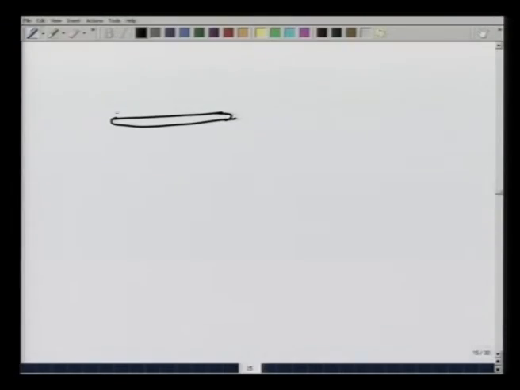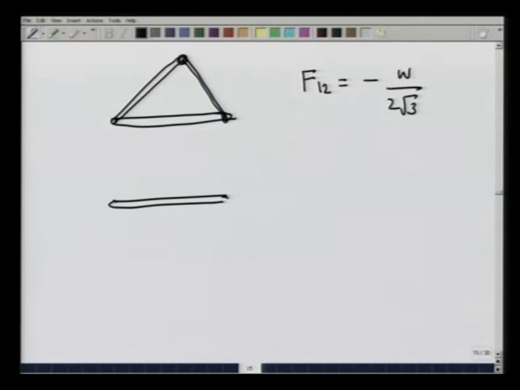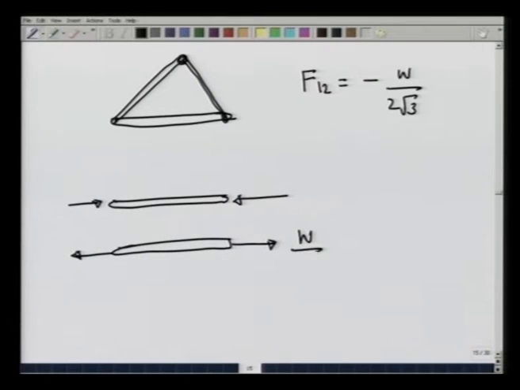One point I would like to make about F 13 is that F 13 came out to be negative. What that means is that the direction that we had assumed for F 13, that is, we had assumed it to be like this, the compressive force, is actually not so, it is a tensile force, that is, the rod F 13 is being pulled in this manner with force W over 2 root 3.